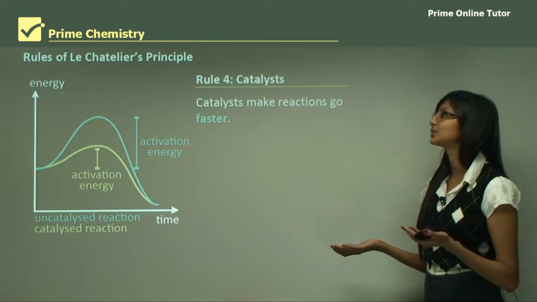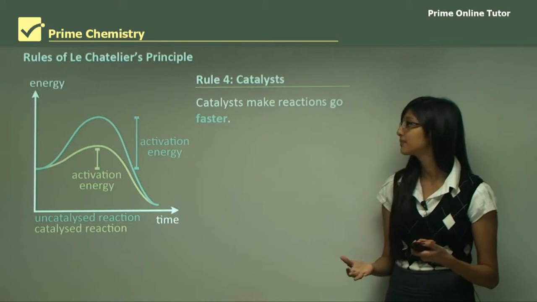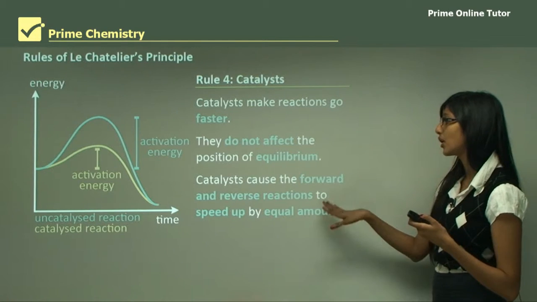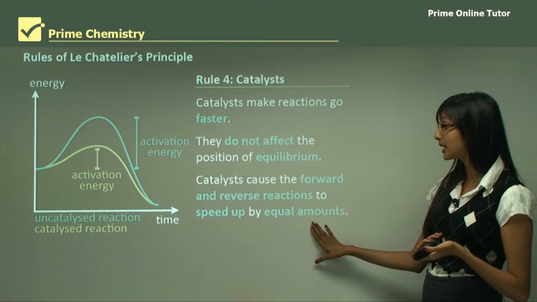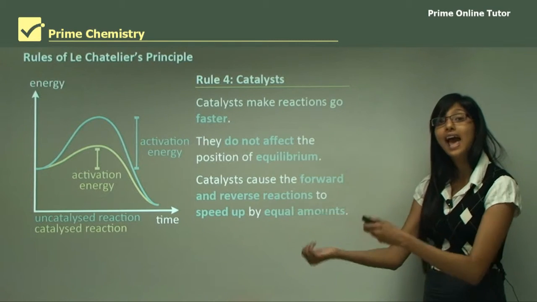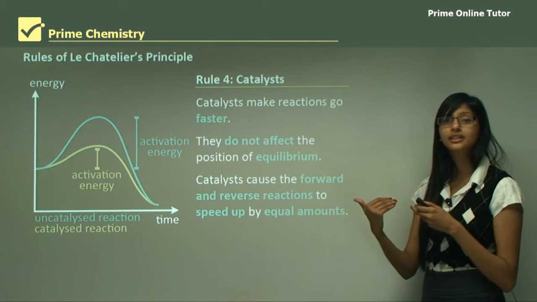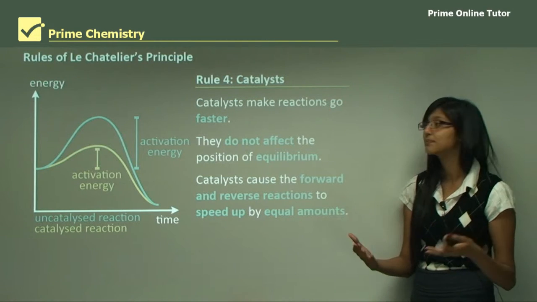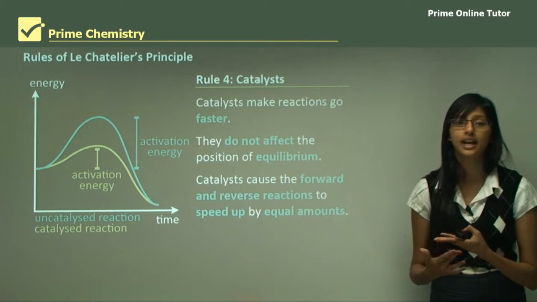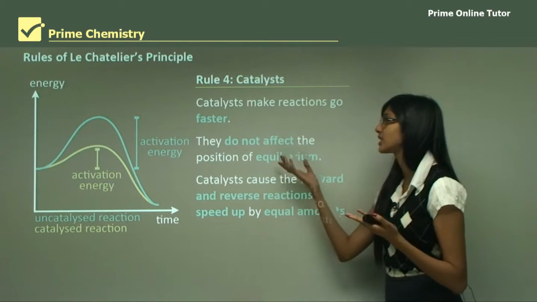Now let's look at catalysts. What do catalysts do in an equilibrium reaction? Catalysts make the reaction go faster. They do not affect the position of equilibrium, because catalysts cause the forward and the reverse reaction to speed up by equal amount. So it ensures both the forward reaction and the backward reaction are proceeding faster but at equal rate. So the catalyst does not alter the temperature, concentration or pressure, any of the factors that will hamper with the amount of reactants or products. Therefore, it does not affect equilibrium.